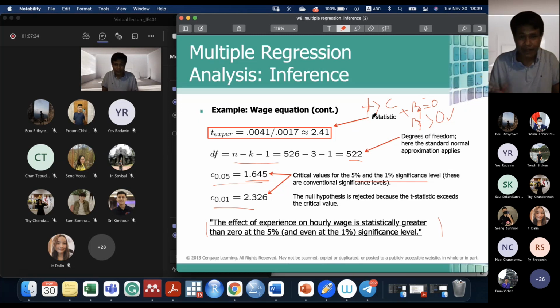I say again, a simple interpretation is that if you do it 100 times, if you choose 5%, there is a 95% chance that the null hypothesis is not true. 95% chance that you find that the effect of experience on weight is not 0. But if you choose the significance level at 1%, you say that there is a 99% chance that the effect of experience on weight is not equal to 0.